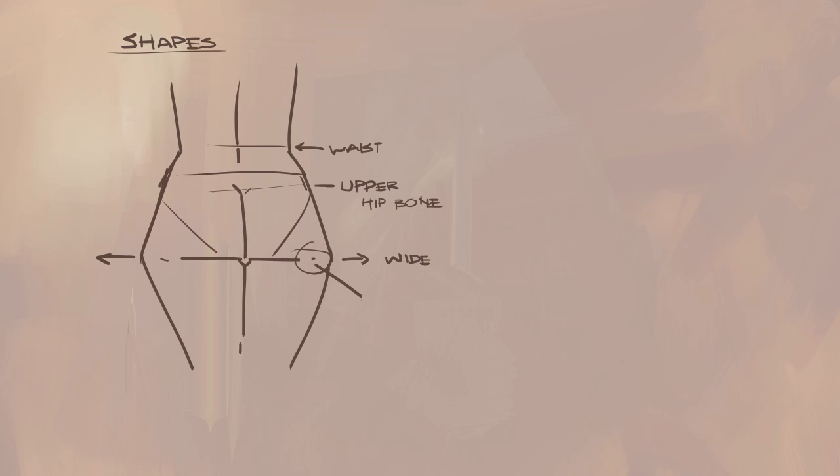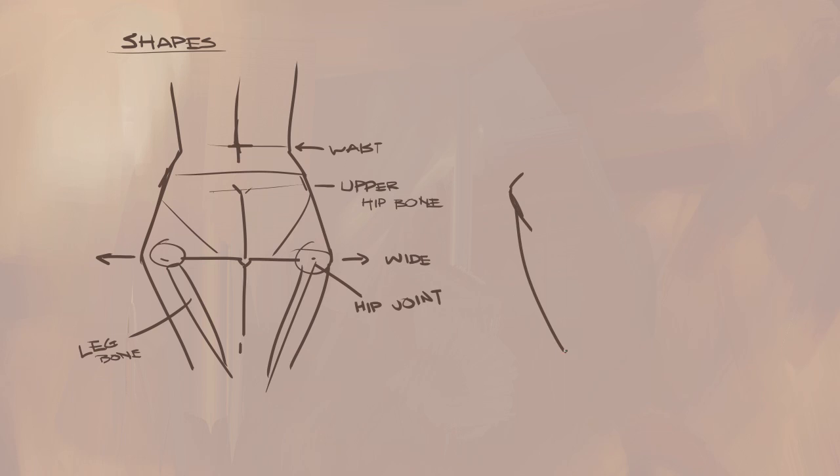So the widest area, usually on your standard kind of female figure, is at the hip joint, where the leg kind of ball and socket joint meets up with the pelvis, and that's going to give you your widest area, and then it's going to go upward and narrow down a little bit into the upper hip bone, and then above that you'll have the waist, which is the thinnest area.